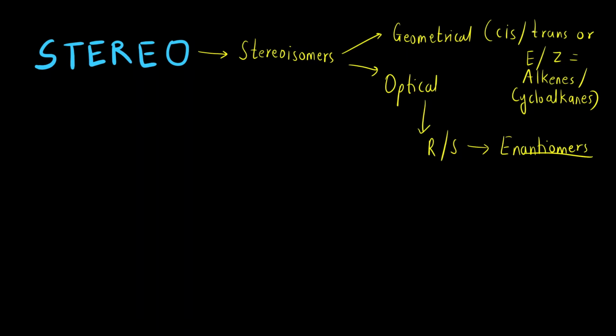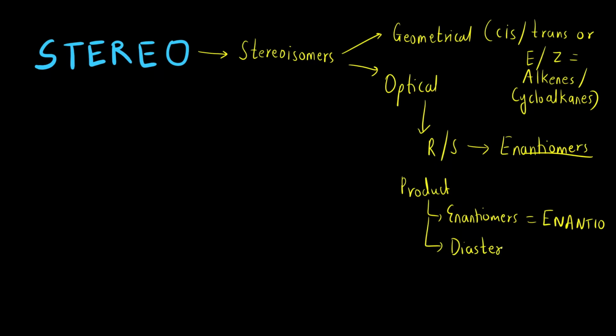So in each term, if the products are enantiomers or one of the enantiomers, we will use the term enantio. And if the product is one diastereomer, that is cis-trans or EZ nomenclature, molecule having EZ nomenclature, then if it is one of the diastereomers, then we will use the prefix diastereo. Okay, this was the meaning of stereo.